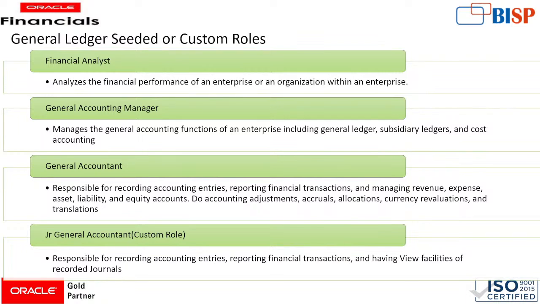Now going to the general accounting manager. It manages the general accounting functions of the enterprise, including the general ledger, subsidiary ledger, and cost accounting, right? This is the role I've provided to a different user. As we go further in the slides, we will better understand that. And there is the financial analyst, who analyzes the financial performance of an organization within an enterprise. Moving to the next slide.